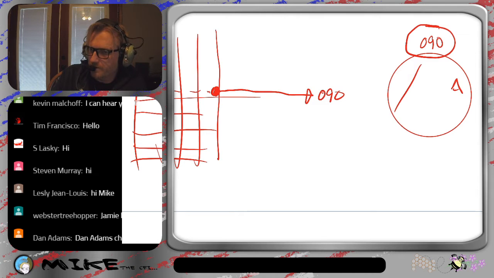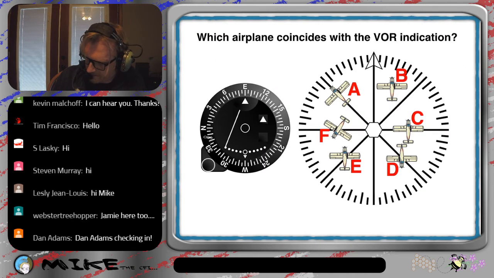And if we go back to the selections, we can see in the lower left-hand quadrant there's only one airplane there, and that's letter E. So that must be the one.